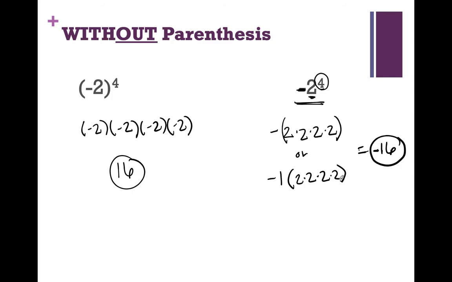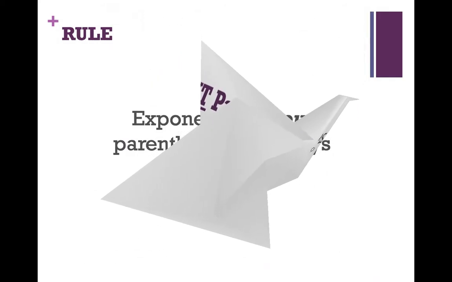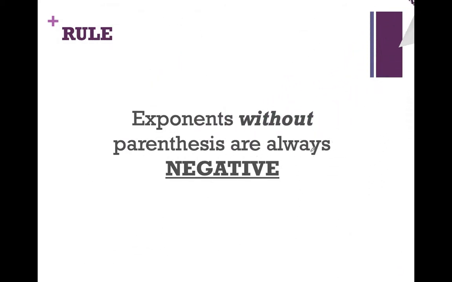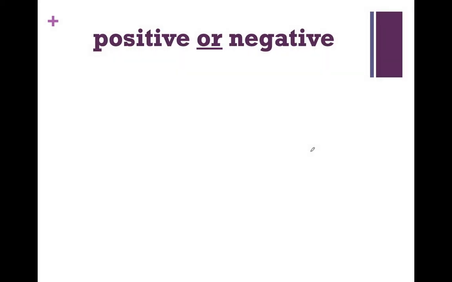This is true regardless of what the exponent is. In this case, without parentheses, your answer will always be negative. So exponents without parentheses are always negative, and again, that's because you follow the order of operations. You do the exponent first, and then multiply your answer times -1. So let's take a look at some more examples.